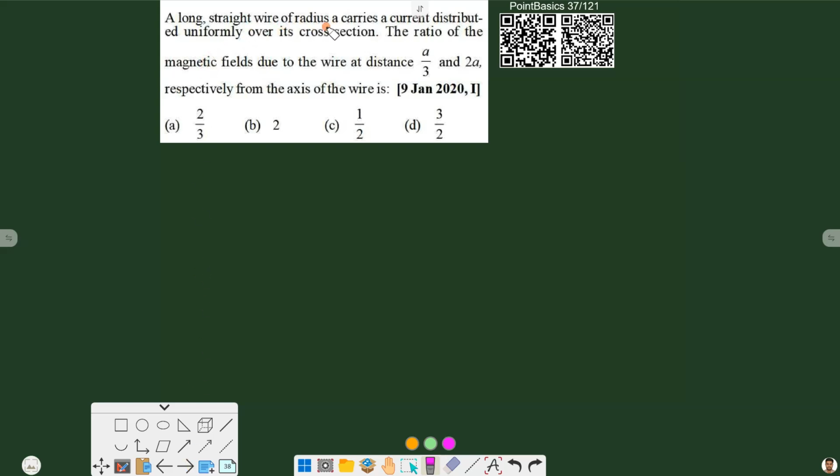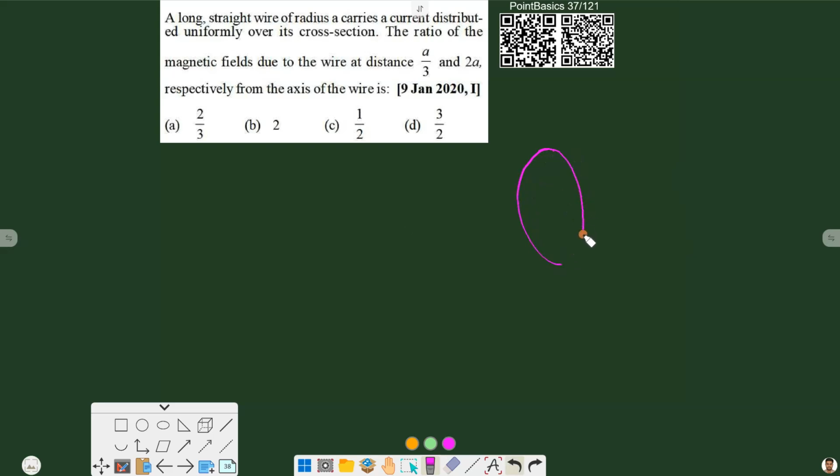A long straight wire of radius A carries a current distributed uniformly over its cross section. Find the ratio of the magnetic field due to the wire at distances A by 3 and 2A respectively from the axis of the wire. So suppose this is our wire's cross section.